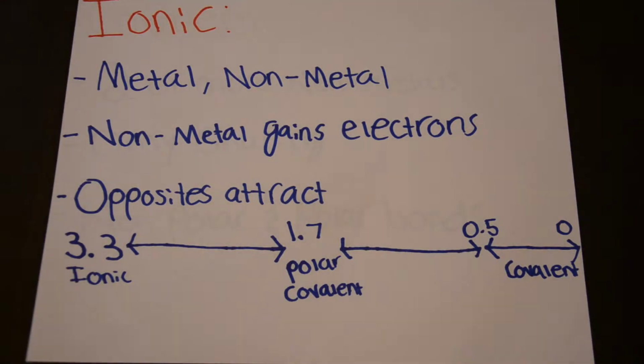But a way to be sure is looking at this timeline right here. When you take the electronegativity of the bigger element and subtract the other element's from it, you get a total electronegativity value. If it's between 0 and 0.5, it's going to be a covalent bond. If it's between 0.5 and 1.7, it's going to be polar covalent. And if it's 1.7 to 3.3, it's going to be an ionic bond. That's how you properly identify which bond it is: covalent, polar covalent, or ionic.